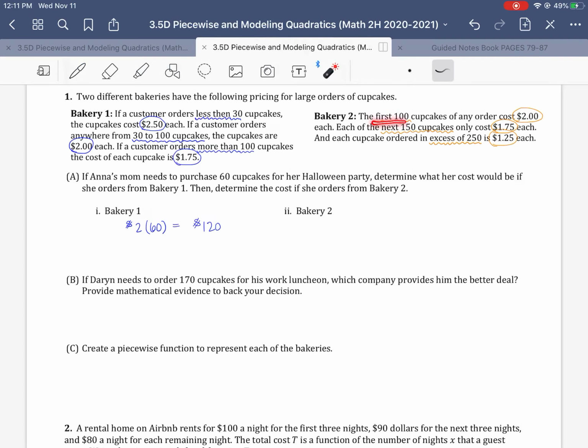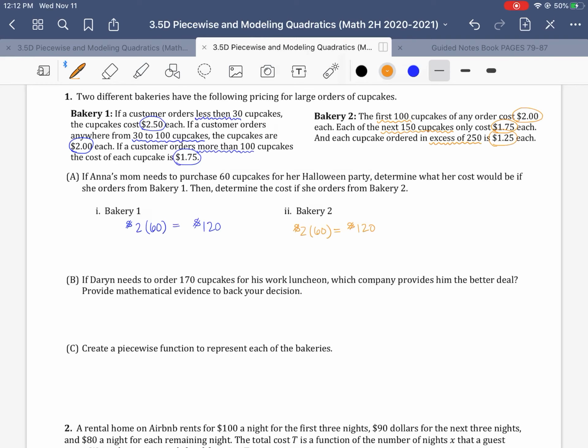Bakery 2, again, the first 100 cupcakes of any order are $2. So if she orders 60, that falls in that first domain, and they're going to be $2 each. So this is going to look very similar. She's going to pay $2 for those 60 cupcakes. So because of the number of cupcakes, that's actually going to be an equal deal.